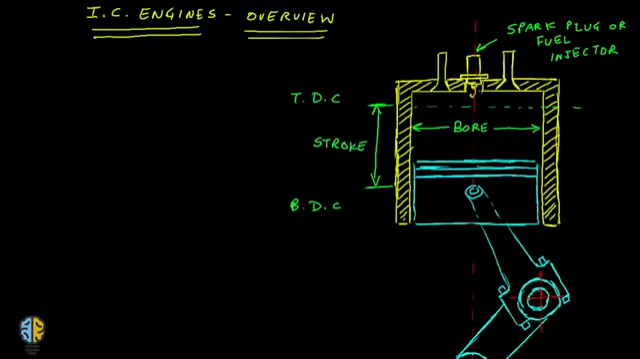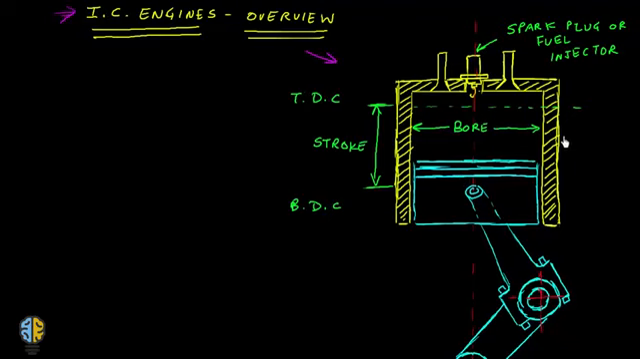Now let's start talking about internal combustion engines, and in this video we'll just have an overview of what IC engines are all about. Now IC engines, or more importantly the reciprocating engine, is basically a piston cylinder device. This is a very familiar sight for any mechanical engineering student, and it has a wide range of applications.